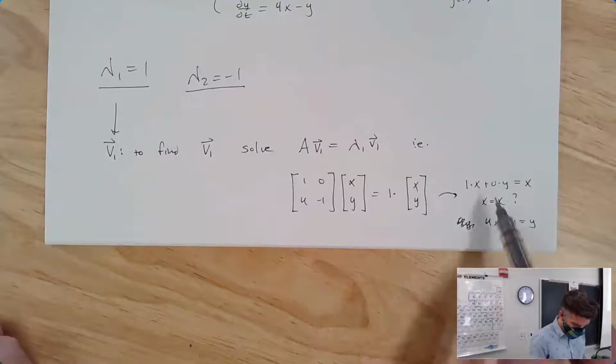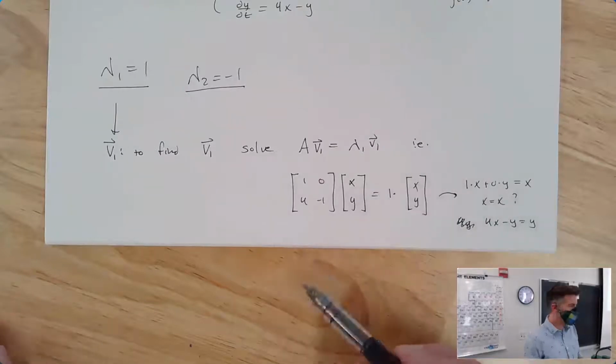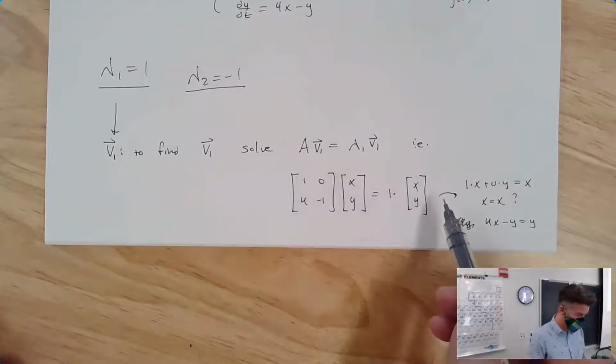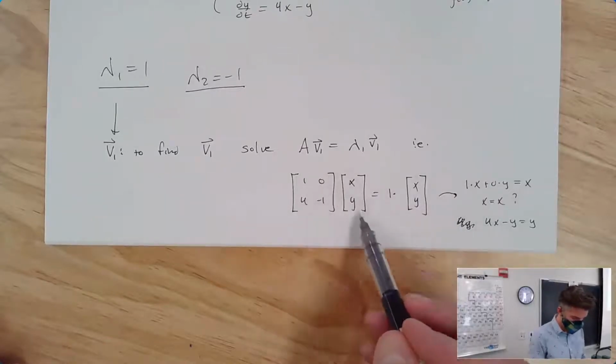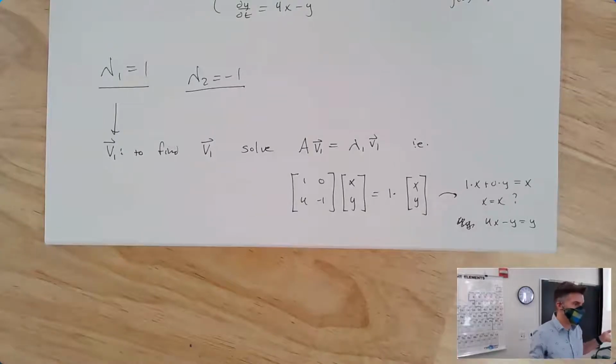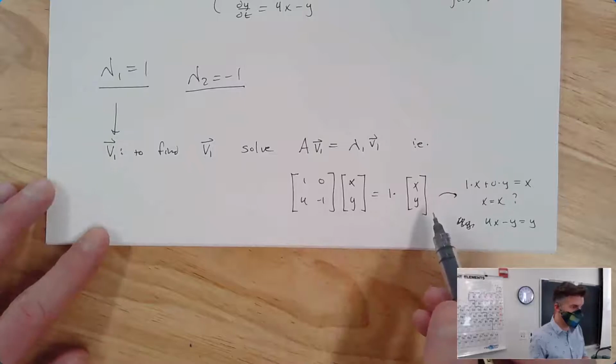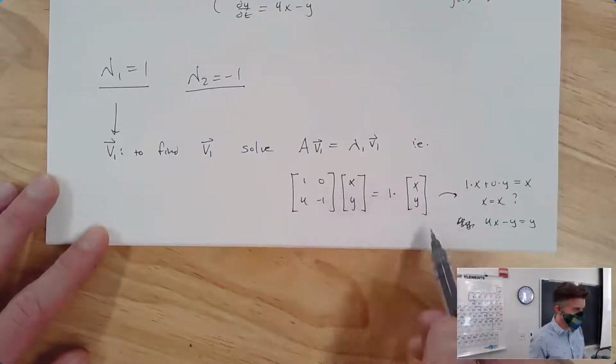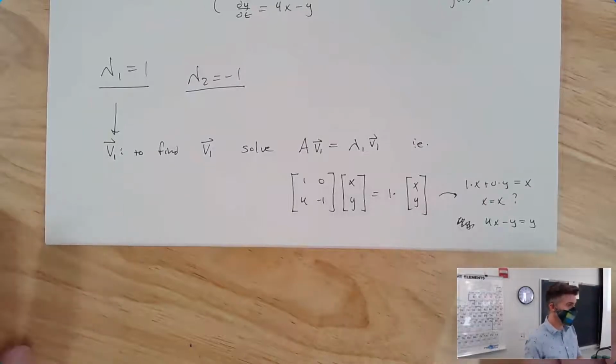This first eigenvector is one of those rare situations where the first row doesn't help you out, right? Doing 1 times x plus 0 times y equals 1 times x just tells you x equals x, which isn't helpful. The second row is what we need to focus on here, which tells us 4 times x minus 1 times y equals 1 times y. And then we can get a relationship between x and y.